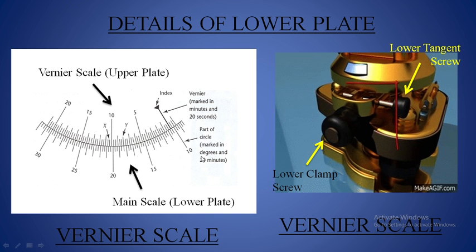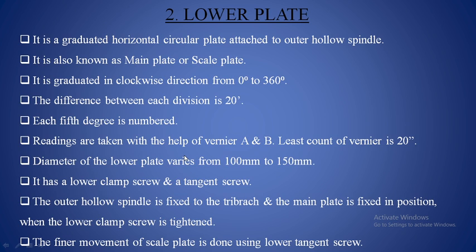The diameter of the main scale varies from 100 to 150 mm. The lower plate can be rotated through 360 degrees. To lock the movement of the lower plate, we can use a screw known as the lower clamp screw, and for finer movement of the lower plate we can use the lower tangent screw.